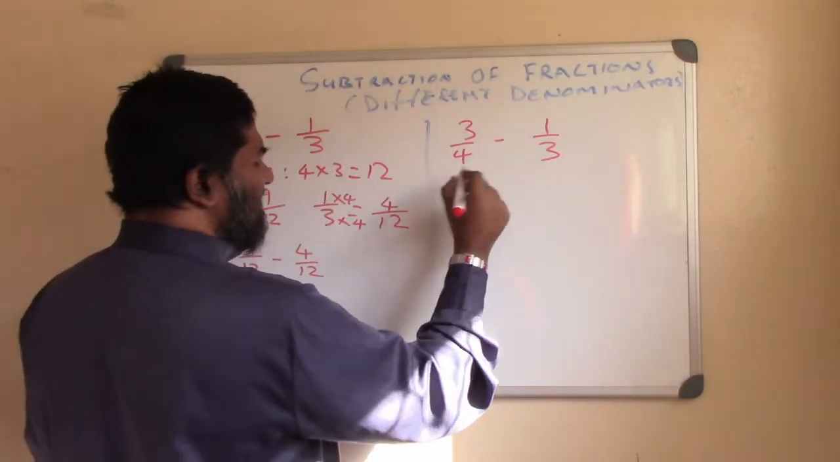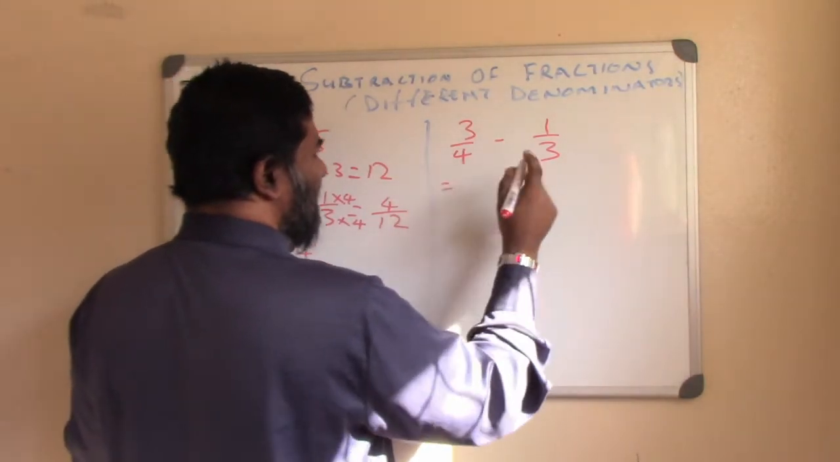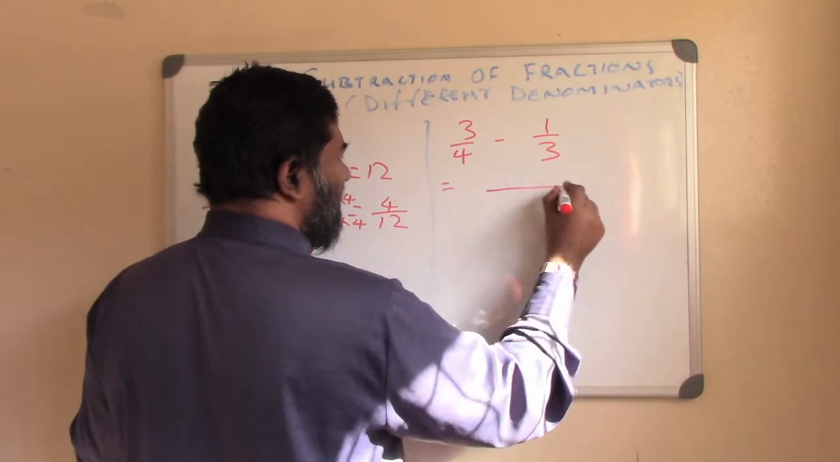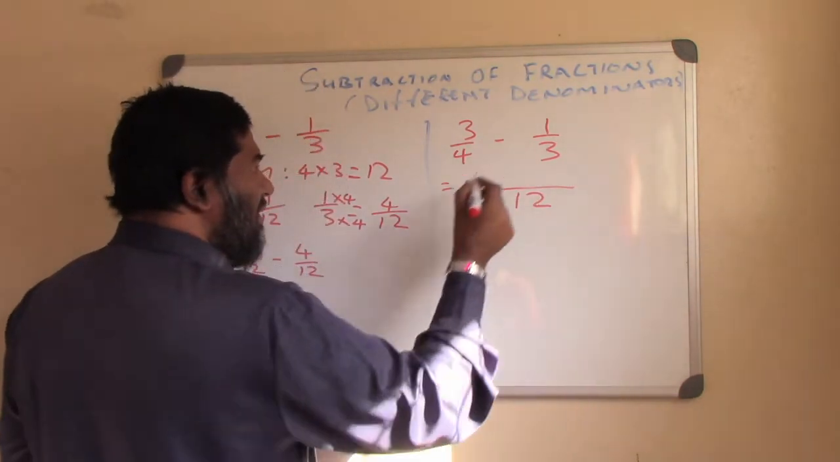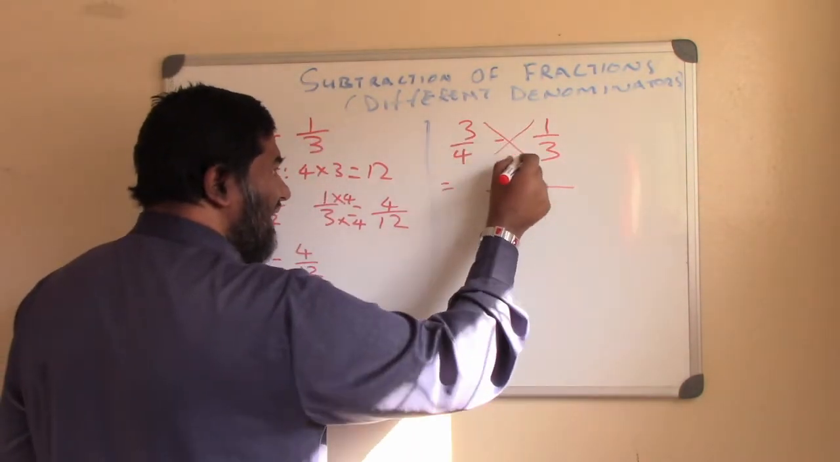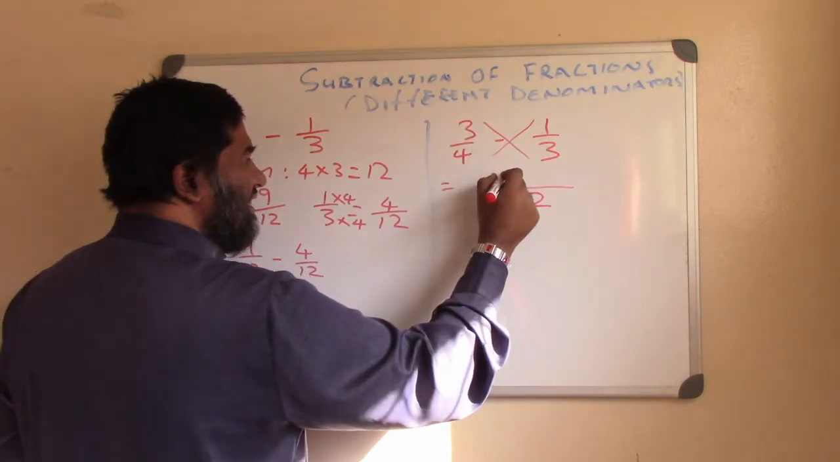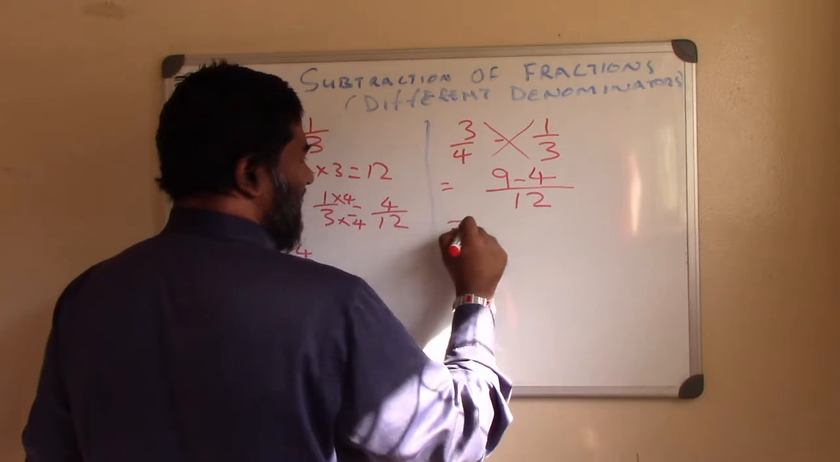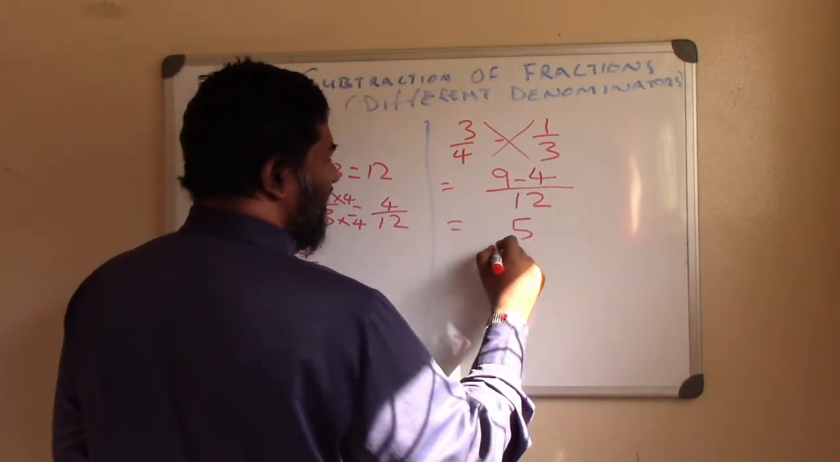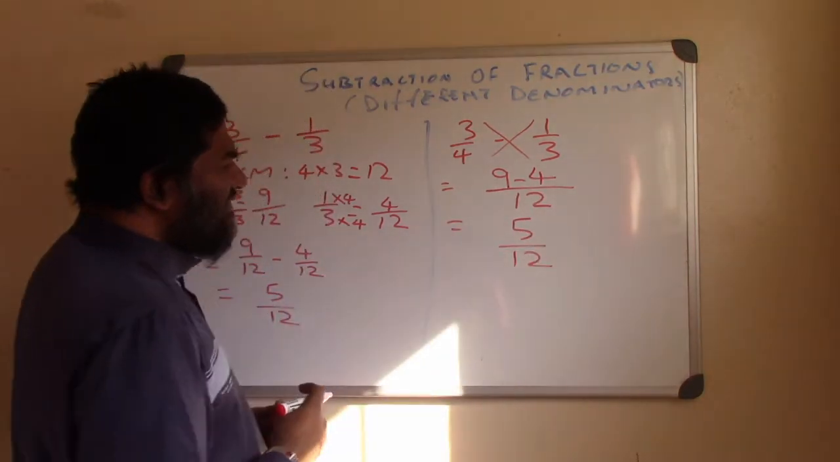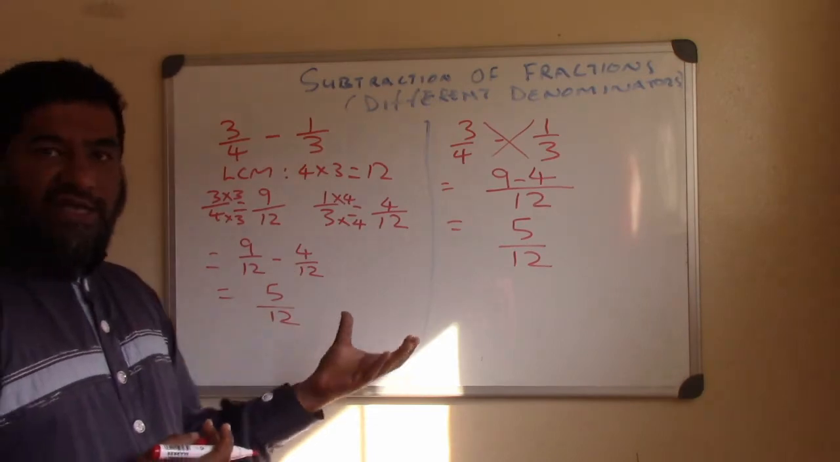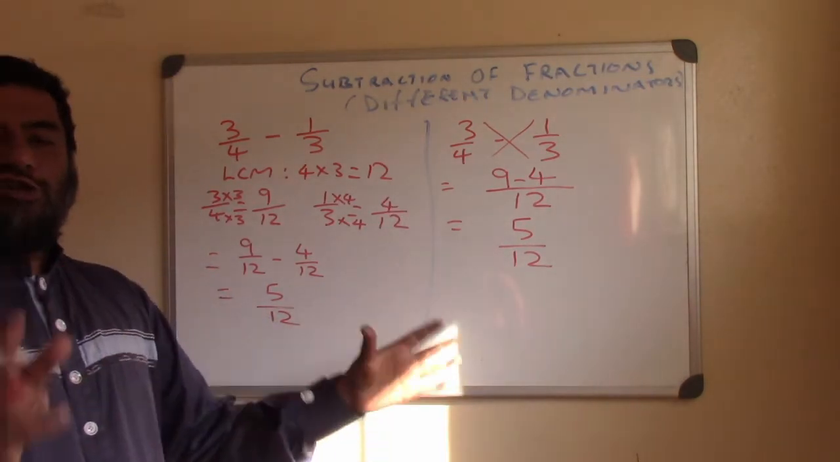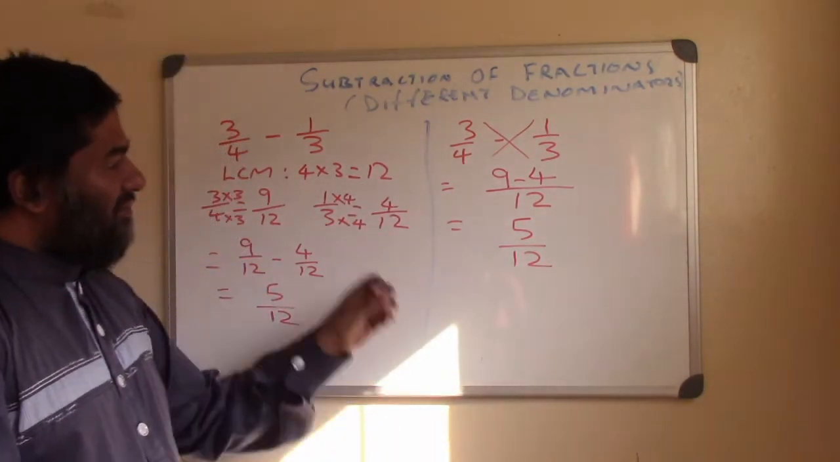Okay. So basically what I will do is I'll find the LCM of 4 and 3, which is 12. Now I will cross multiply. 3 times 3 is 9. 1 times 4 is 4. 9 minus 4 would equal 5 over 12. You have a choice. Whichever method you find easier, you follow that. Don't listen to your teacher.